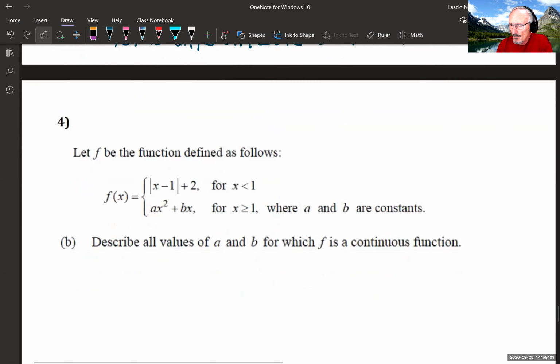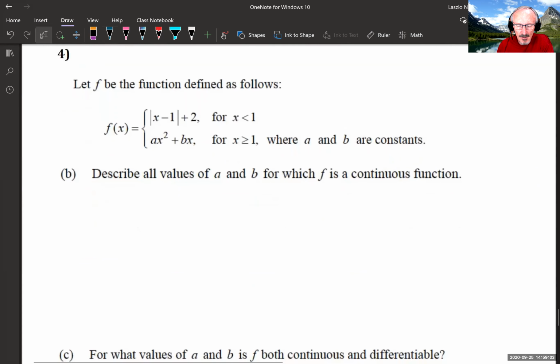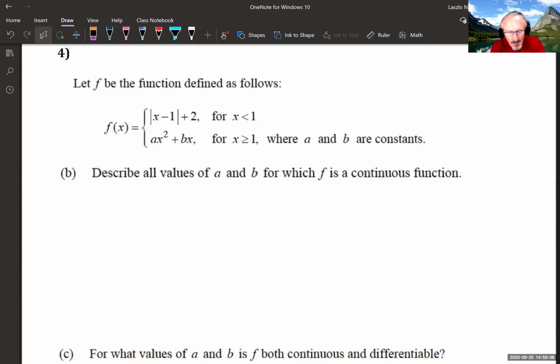this is again a very popular type of question. So again, I think we have a twist on what we just did in problem number 4. Let f be the function defined as follows. Okay, and so f of x is displayed for x less than 1, and of course for x greater than or equal to 1. And we are told that a and b are constants. Again, we need to make note of the partition that happens at x equals 1. So the definition of f of x changes at that location. So describe all values of a and b for which f of x is a continuous function.